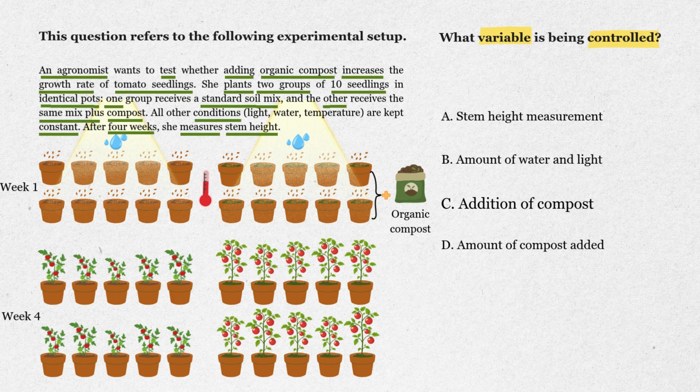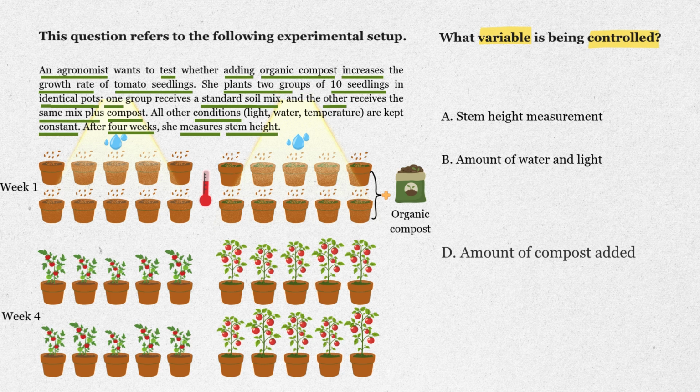C. Addition of compost. This is the independent variable. It is the factor that the agronomist changes or introduces to one group, compost, but not the other, standard soil mix, to observe its effect. D. Amount of compost added. That's still part of the independent variable, not a constant.